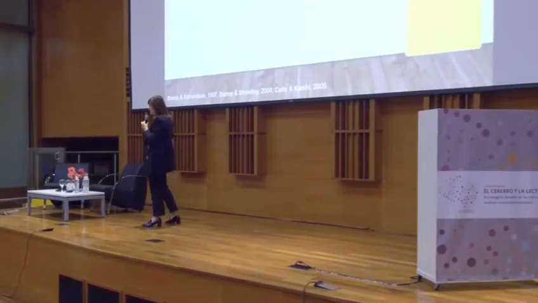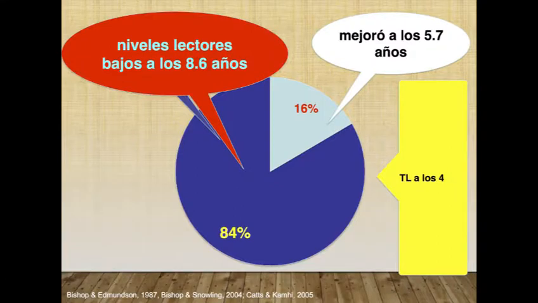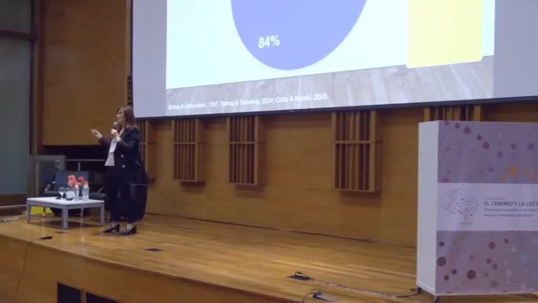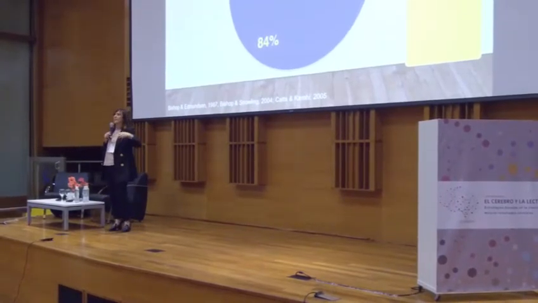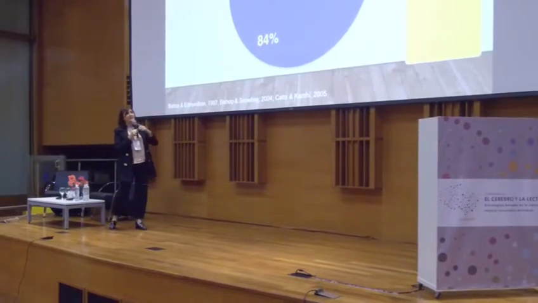These are studies that started in 1987 with Bishop and Edmondson. To date, the difference is that the pie is divided differently. We have a smaller slice in light blue. These are studies that take a very large population with language disorders, children at age 4, and they are followed until 5.5 years of age, which is the average age to enter elementary school.